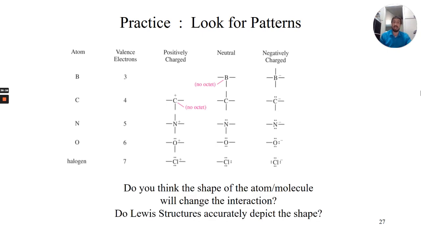Okay? With that, yep, that's an important lead into the next section. Is the shape of the molecule going to change the interaction? Yeah. Do Lewis structures actually represent shape very well? No. And that's why we have VSEPR theory that we're going to look at in the next video, hopefully in a whole lot less time than 40 minutes, which I'm blaming the computer for.